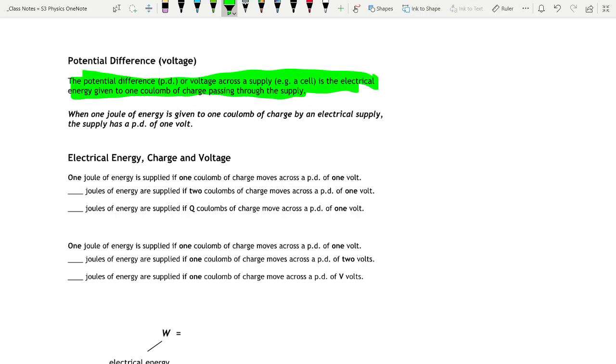So, in terms of this electrical energy, charge and voltage, if I had a cross-country run, a circular one, and I was standing at one point and I gave a sweet to everybody that passes me to keep them going, the total amount of sweets is the total amount of energy here. So 1 joule of energy is supplied if 1 coulomb of charge moves across a potential difference of 1 volt.